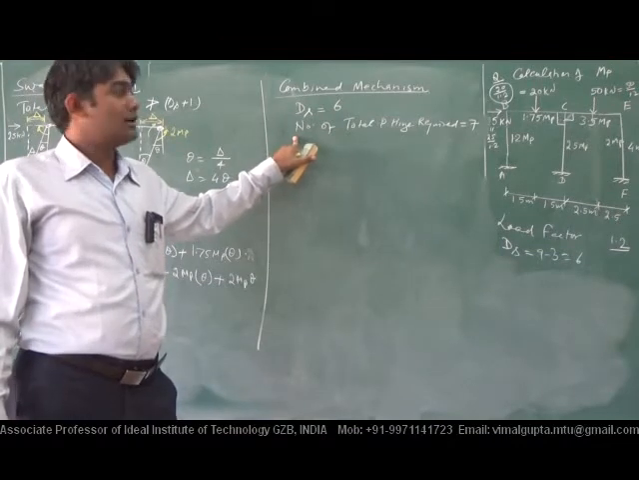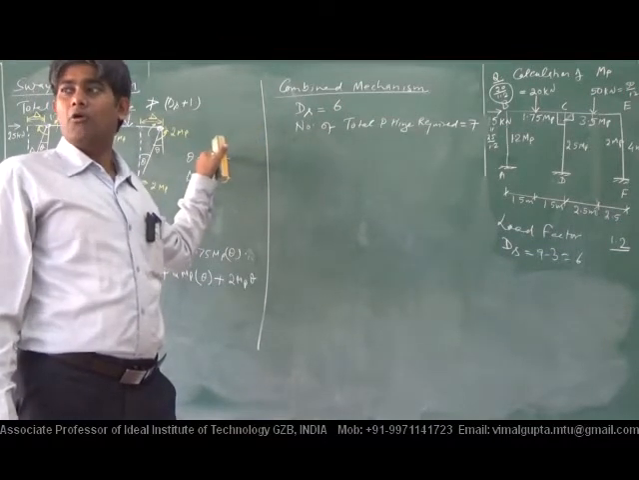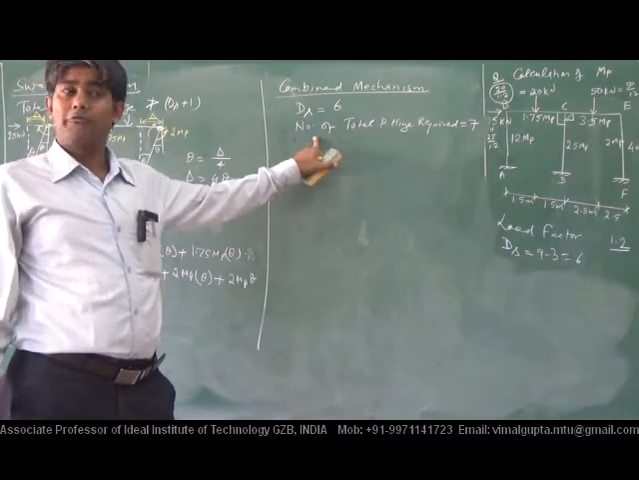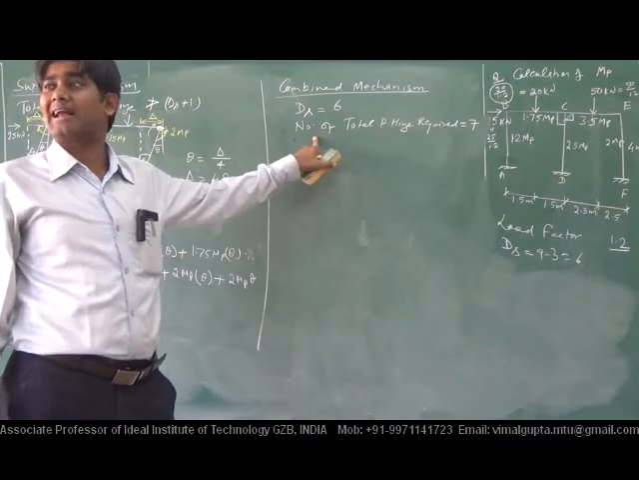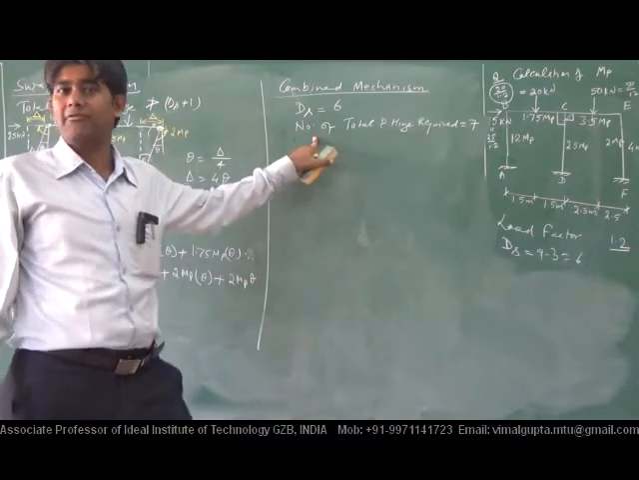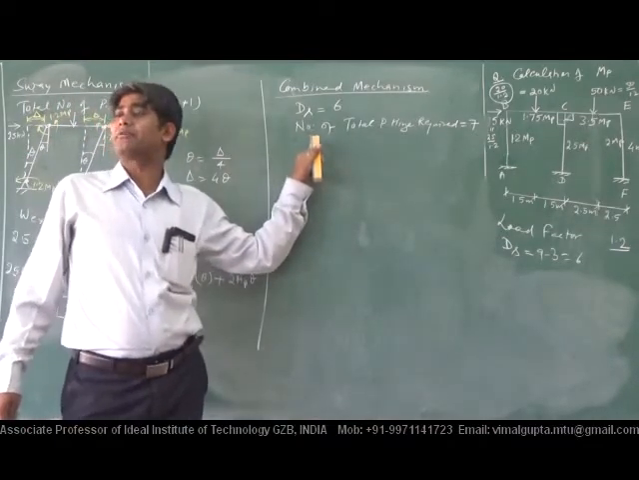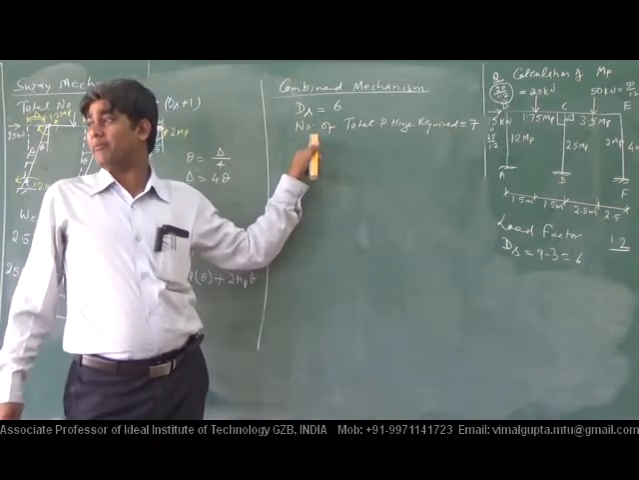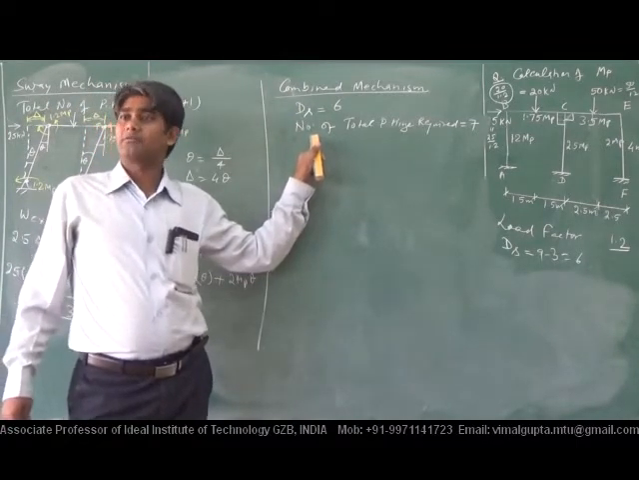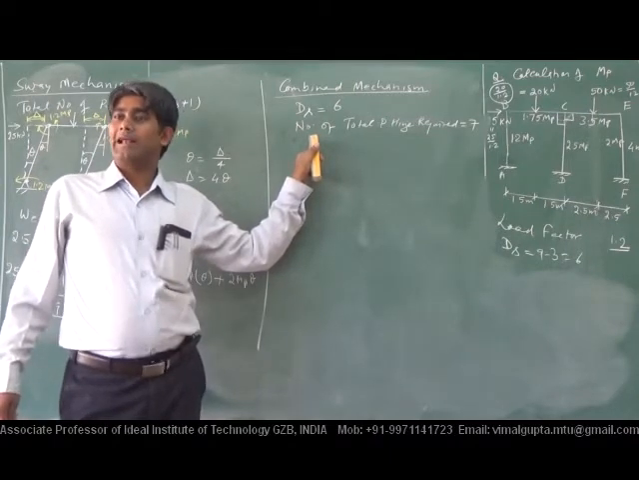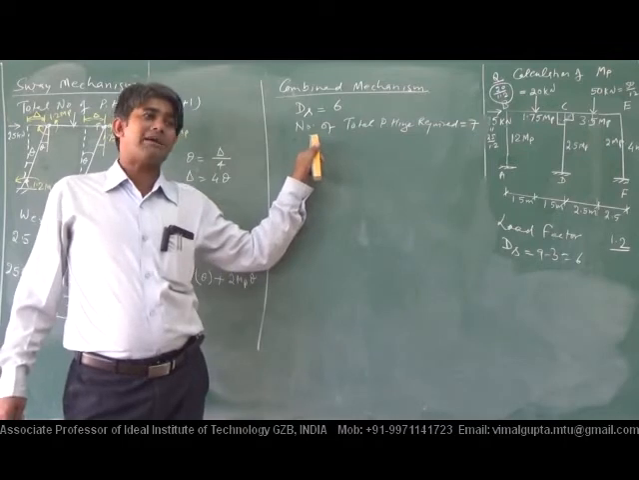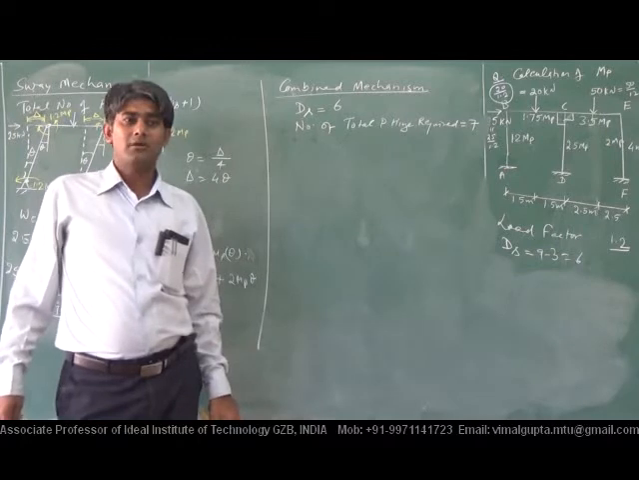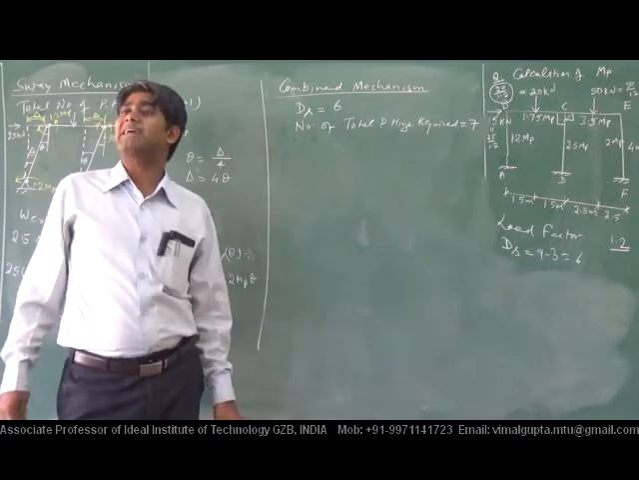In the sway mechanism, only the joint was considered. But here, in the combined mechanism, we have to select the number of alternatives. Listen carefully. We have to select alternatives in which the total number of plastic hinges will be only 7, not more than 7. Clear to everybody?